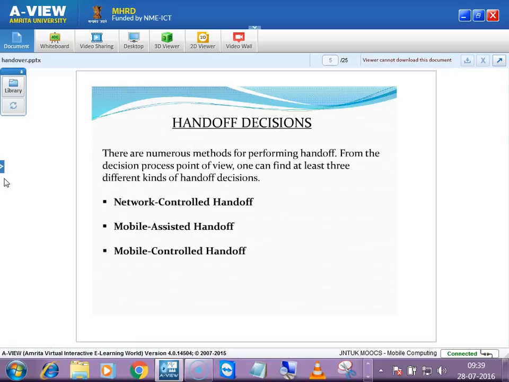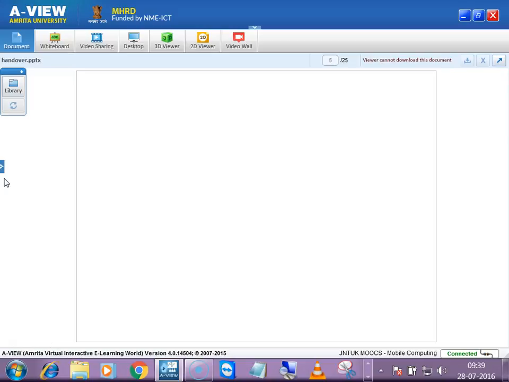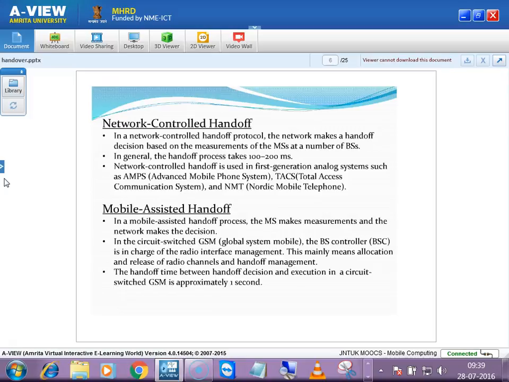And handoff decisions. What do you think? Who will take care of these handoffs? Mobile, network, or who is taking these handoffs? So there are numerous methods for performing handoff. From the decision point of view, three of them can initiate this handoff. I mean, three of them can make the decisions whether to hand over to a target cell or whether this cell itself can serve. So under that, these are the three things: network control handoff, mobile assisted handoff and mobile control handoff. Let's see what it is.